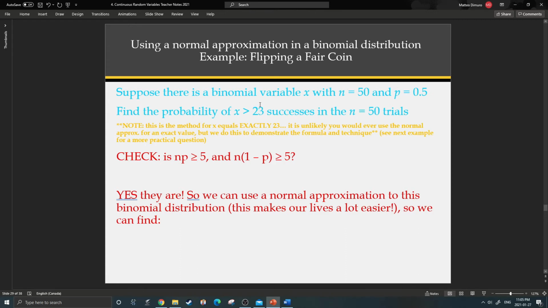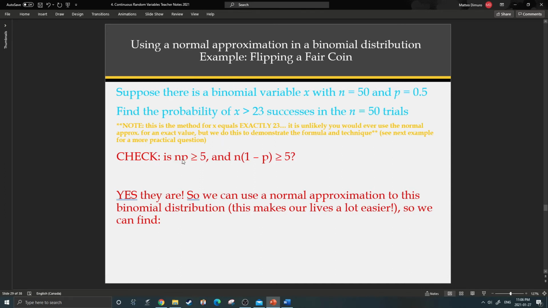Well, in a regular binomial question, I'd have to find the probability of 24, 25, 26, all the way till I get to the probability of 50. Even if I use the complement rule, I still have to calculate probabilities from 0 to 22, and that sucks. So if you find yourself in a situation where it doesn't seem like you can do the complement rule very easily, then check and see if maybe you can use the normal distribution.